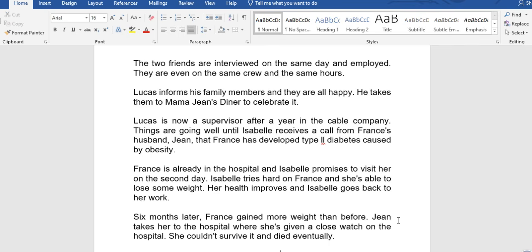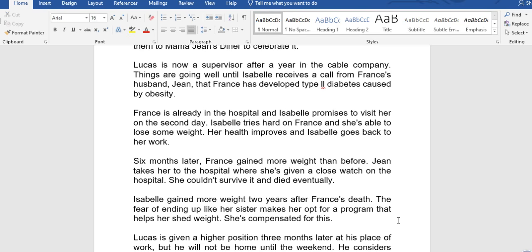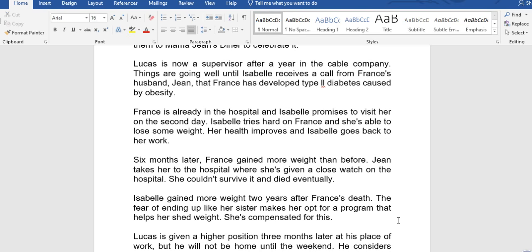Things are going well until Isabel receives a call from Fran's husband, Jean, that Fran has developed type 2 diabetes caused by obesity. Fran is already in the hospital, and Isabel promises to visit her on the second day.